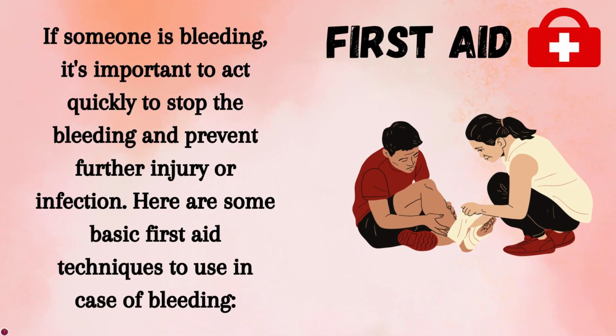After exploring blood, its functions and components, types of bleeding, and the signs and symptoms of bleeding, let's see how to do first aid in case of bleeding. If someone is bleeding, it's important to act quickly to stop the bleeding and prevent further injury or infection. Here are some basic first aid techniques to use in case of bleeding. The first aid techniques for bleeding are hidden inside the word BLEED. So, let's see how we can use first aid techniques from the word BLEED.